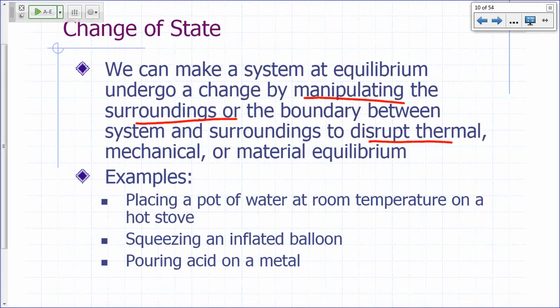Okay? What if you pour acid on a metal? Generally, your metal will react with the acid. A chemical reaction will occur. You're changing the environment of the metal. The metal might just be sitting on a bench top, not doing anything. But if you change its surroundings, you put it in a beaker full of acid, a chemical reaction can occur. So you're causing a change in the state of your system. Right?